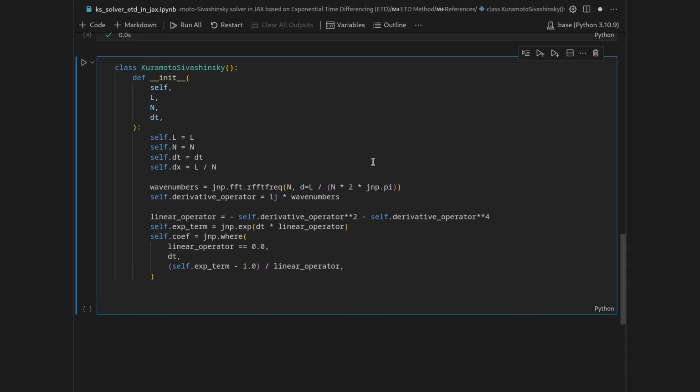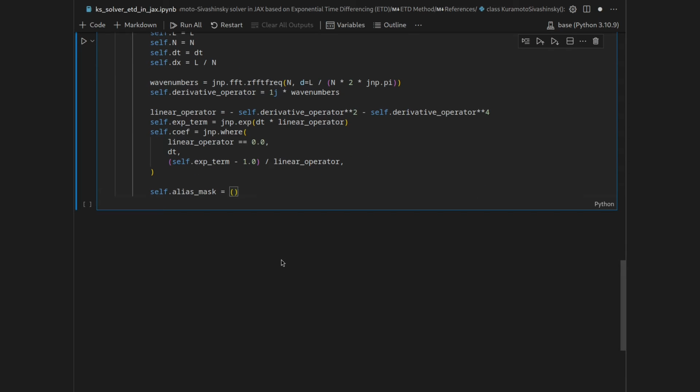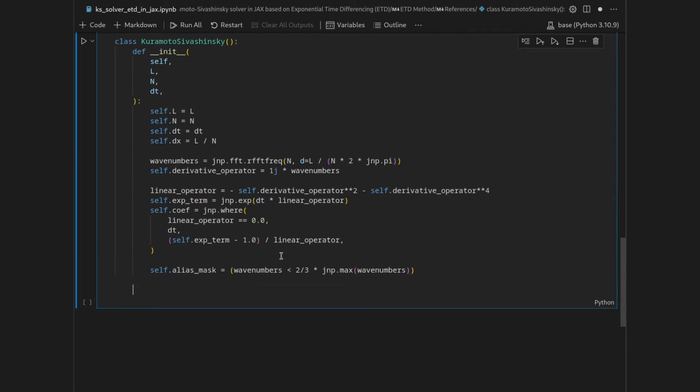And then finally, we need one more thing before we can go on to our call function, and that is the aliasing mask. So let's do self.alias_mask. Here we will build a Boolean array by saying where the wave numbers are smaller than 2/3 of the maximum of the wave numbers. Sorry, there's a multiplication missing here. Maximum of the wave numbers. And then we can go on to our call method.